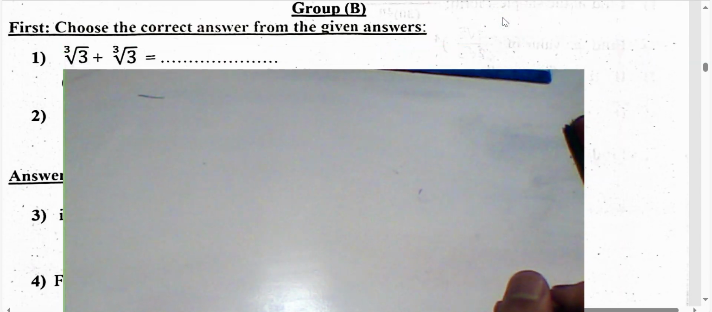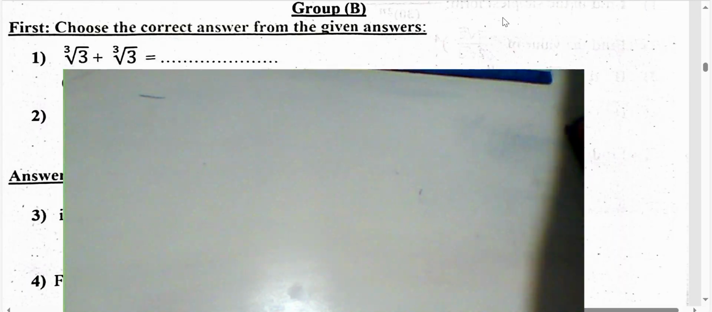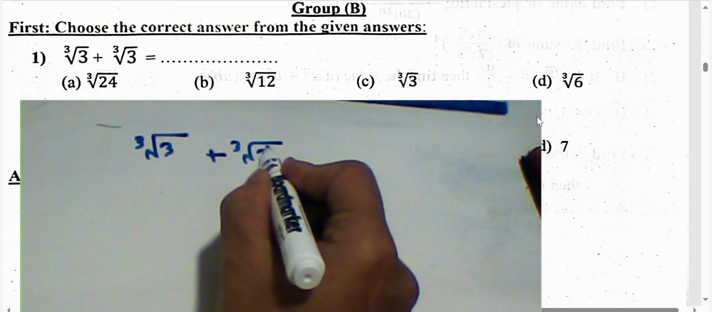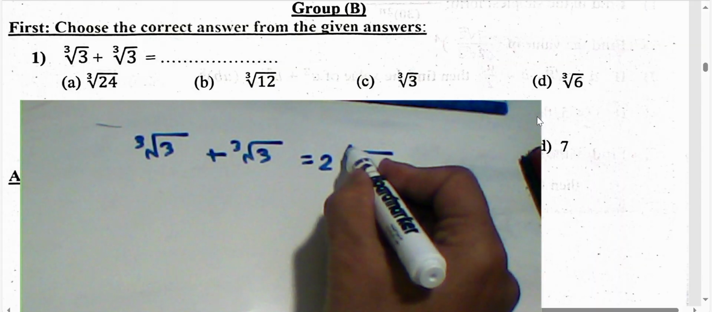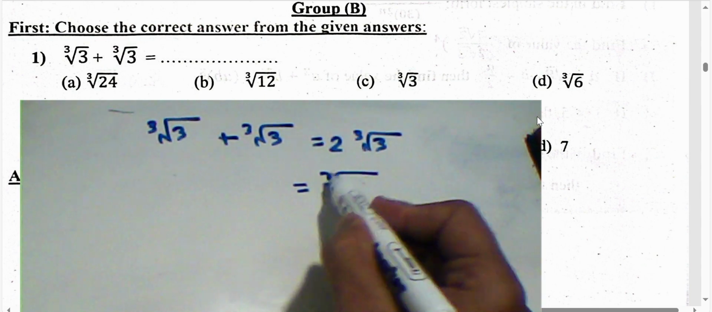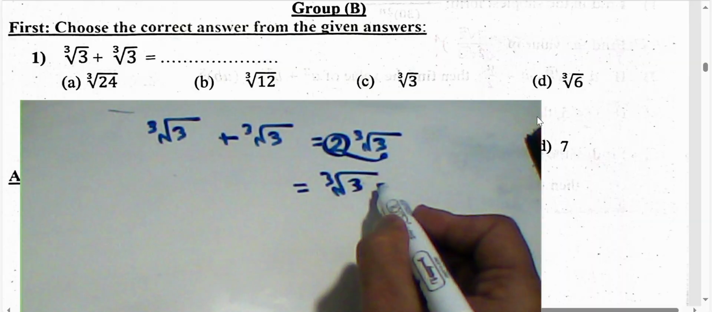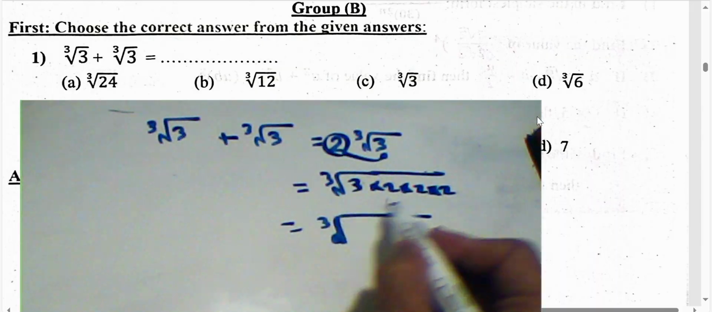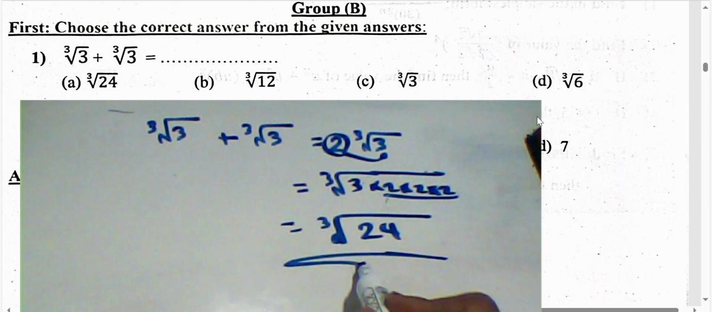Understood this example? Next question. Group B, cubic root of 3 plus cubic root of 3. We can add them together, the result will be 2 cubic root of 3. Where is the answer? We can put 2 under the cubic root by multiplying 2 by itself 3 times: 1, 2, 3. Then the answer will be what? 8 times 3 equals 24. Then the result will be cubic root of 24.